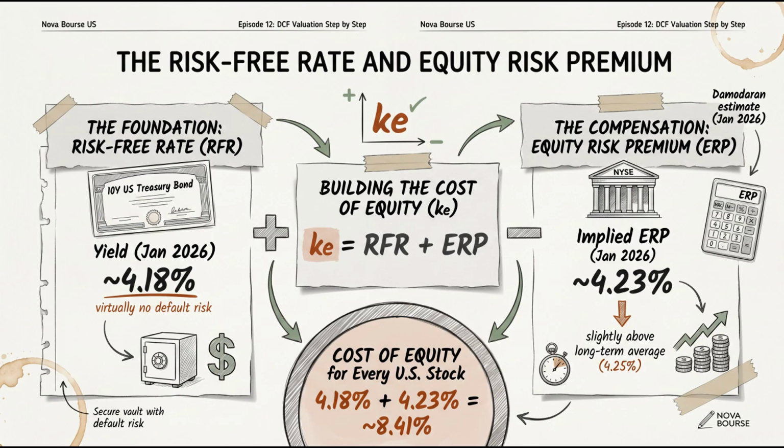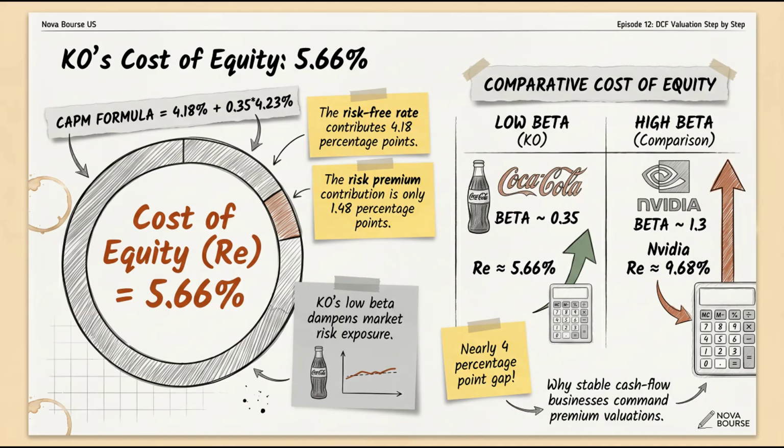Aswath Damodaran of NYU Stern estimated this implied U.S. equity risk premium at approximately 4.23% for January 2026, which is slightly above the historical average of 4.25%. Together, these two inputs form the foundation for every U.S. stock's cost of equity. Plugging Coca-Cola's inputs into the model, we get a cost of equity of 5.66%.